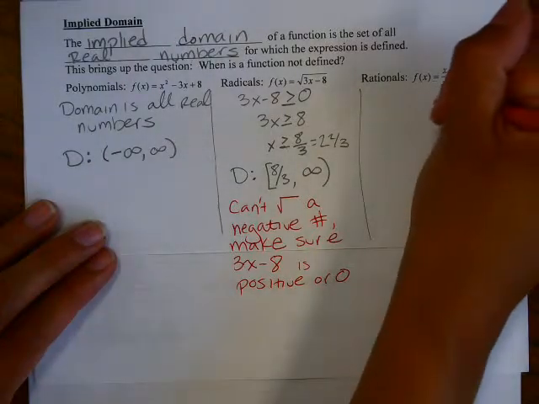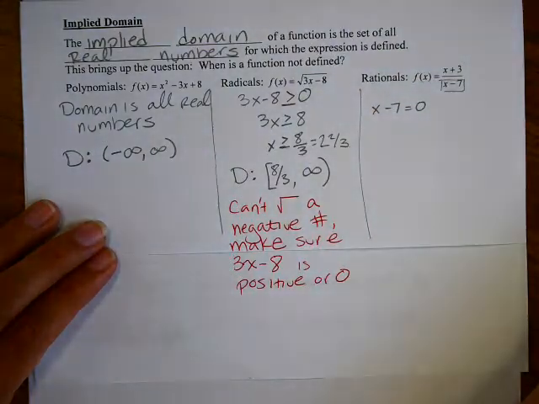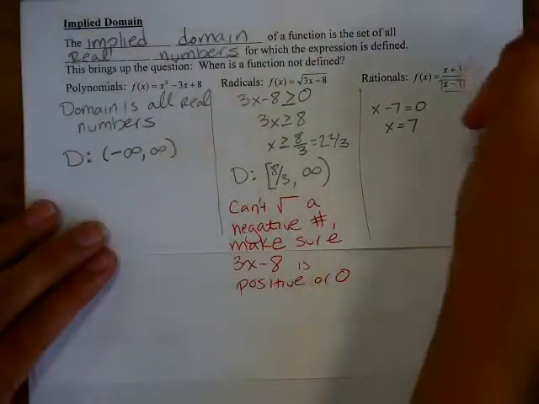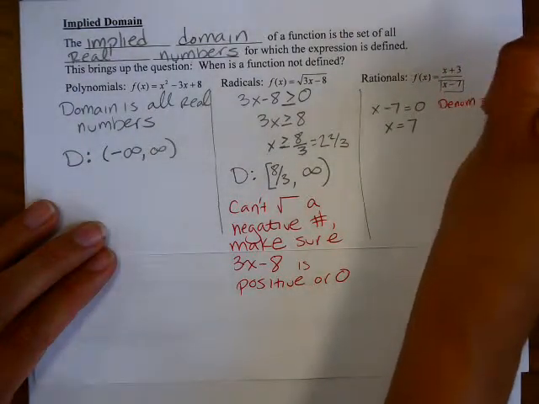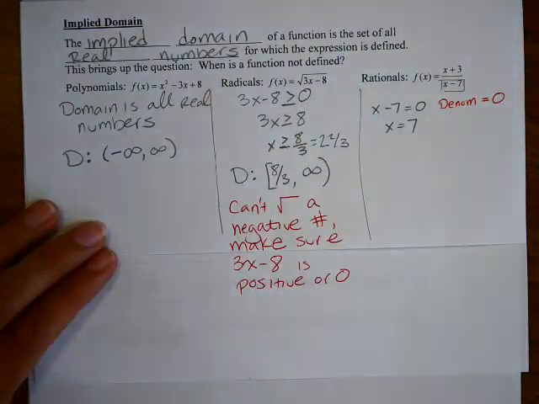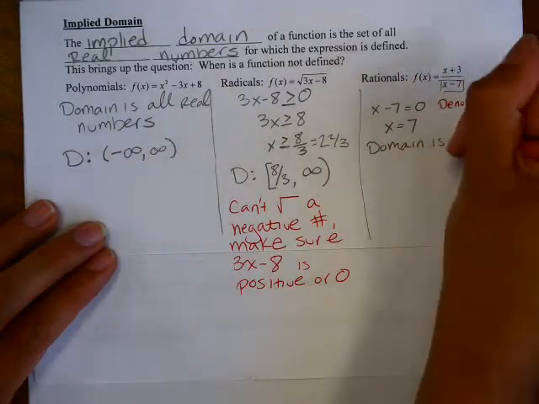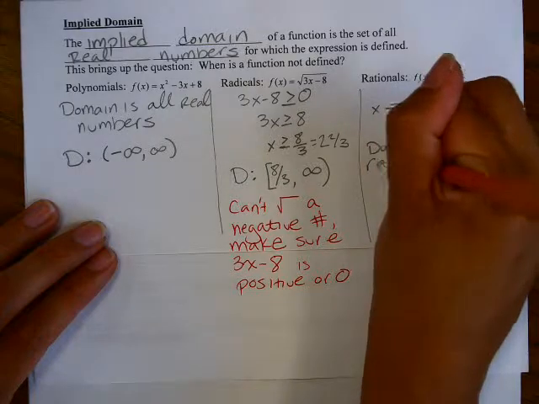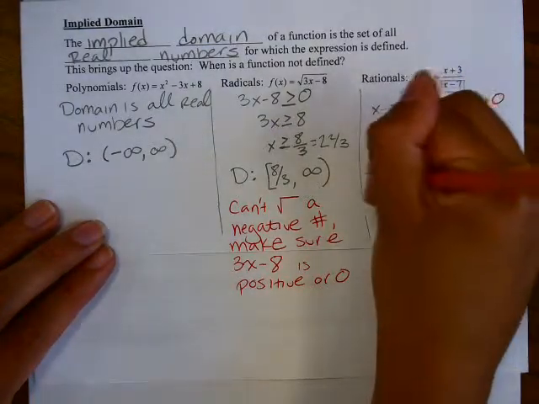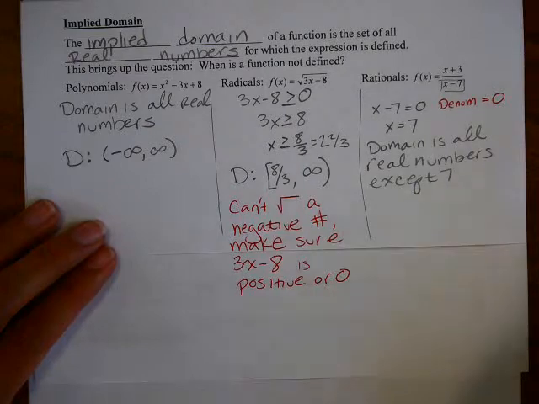But for future reference, what you're going to do is you're going to take your denominator, make it equal to 0, and solve the equation. And that's going to be the number that has to be excluded from the domain. So we said denominator equals 0. And that's how we got that. Okay, so our domain is all real numbers except 7.